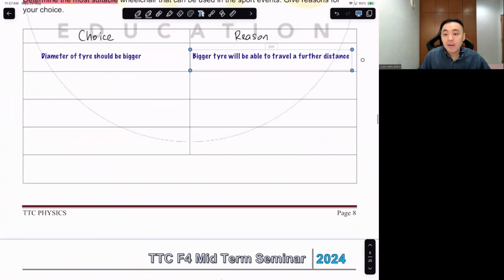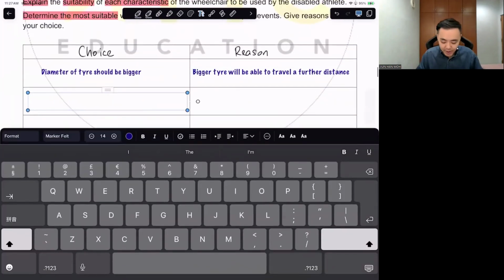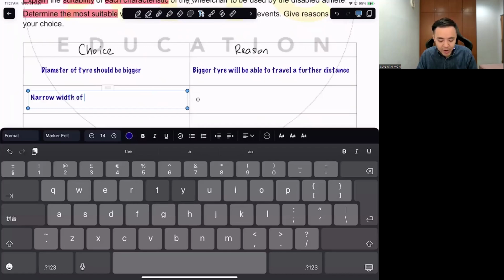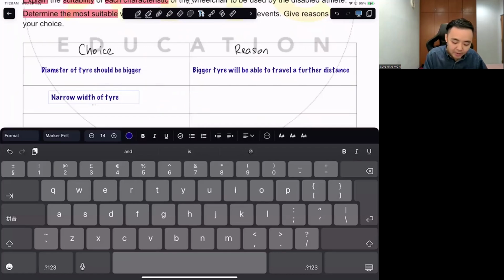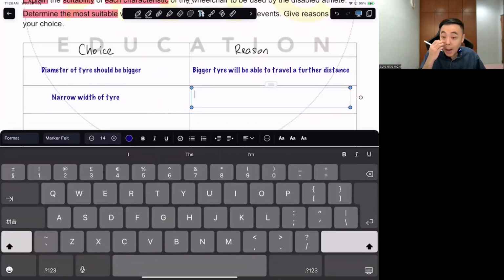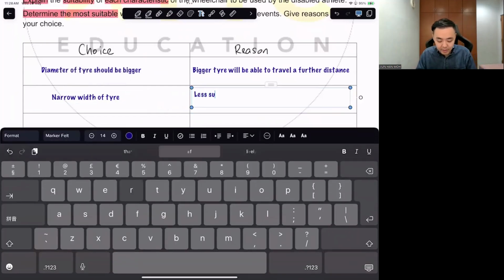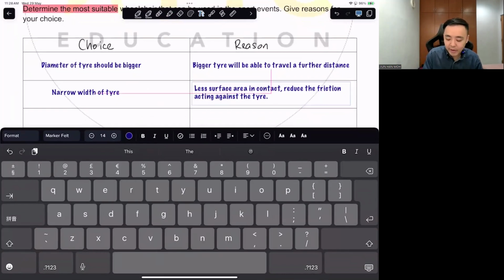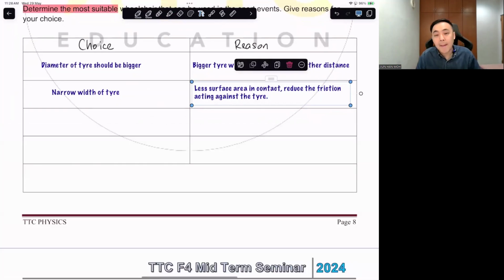Next one, width of tire. Narrow, of course. Width of tire, narrow. Why? Just now we mentioned, right? The tire is narrow. What's the advantage of doing so? Lesser surface area in contact. What does it do? When you have lesser surface area in contact, it reduces the friction acting against the tire. So a short sentence like this will do.